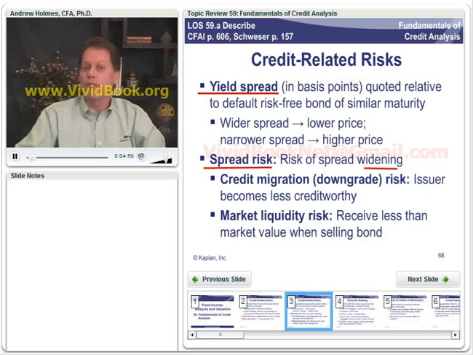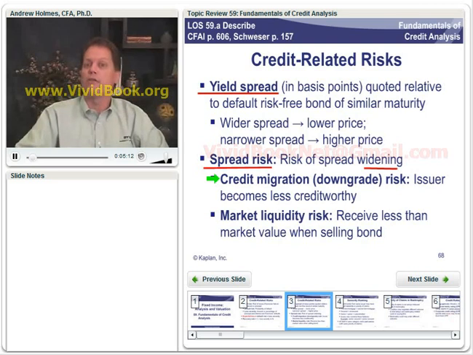A couple of reasons for this to occur. One is credit migration. That's what probably comes to mind first. And that's the notion that, look, you bought this bond, it was rated AA, and it got downgraded. So the rating agency went in, looked at the parameters again, operating results have deteriorated, and they downgraded to a single A. Well, that's likely to increase the credit spread.